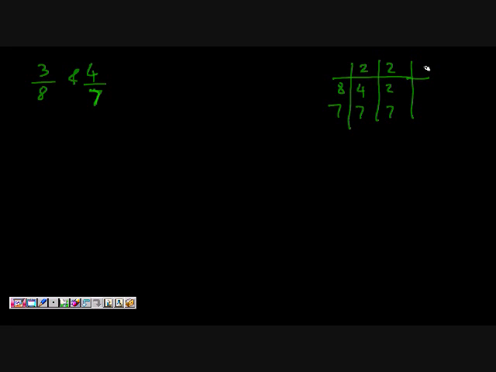You have 3 by 8 and 4 by 7. Which of these fractions is greater? So let's try to find the LCM of 8 and 7. So 2 goes into 8 4 times, 7 as is, and then 2 goes into 4 2 times, 7 as is. Then 2 goes into 2 1 time, 7 as is, and then 7. So the LCM is equal to 2 into 2 into 2 into 7, which is 56.